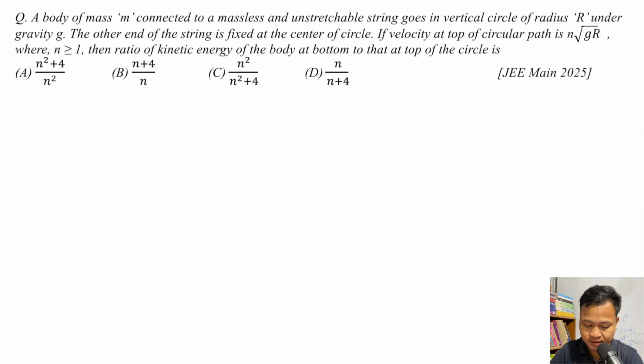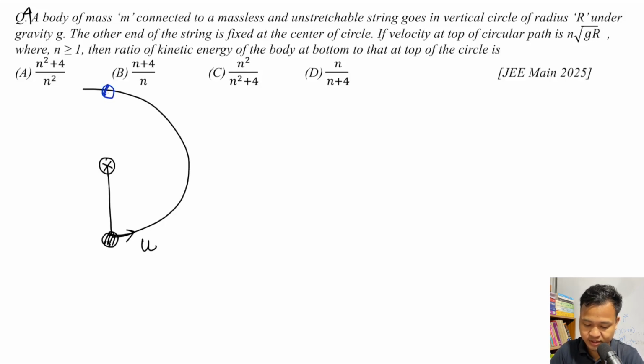Okay, next question, question number 4. A body of mass m is connected to a massless and unstretchable string and goes in a vertical circle of radius r. The other end of the string is fixed at the center of the circle. If the velocity at the top is n into root over gr, find the ratio of kinetic energy at the bottom and at the top. So something like this: the string is fixed, the mass m is here, and initially some u is given. So it goes full circle.